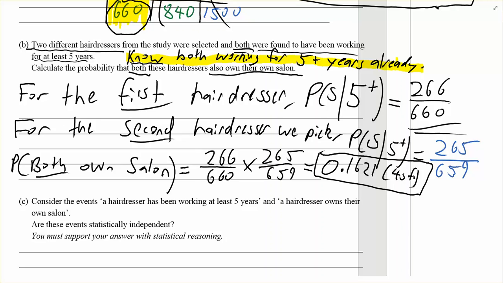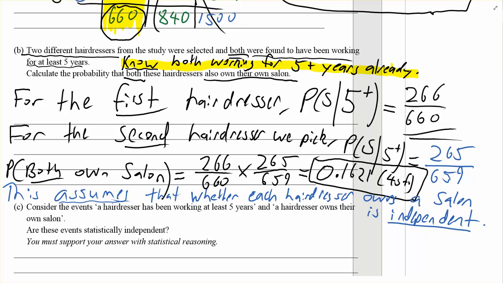And that's assuming what? Well, it's assuming when we multiply two probabilities together, for that to work, we're assuming that the two events are independent of each other. So this assumes that whether each hairdresser owns the salon is independent.